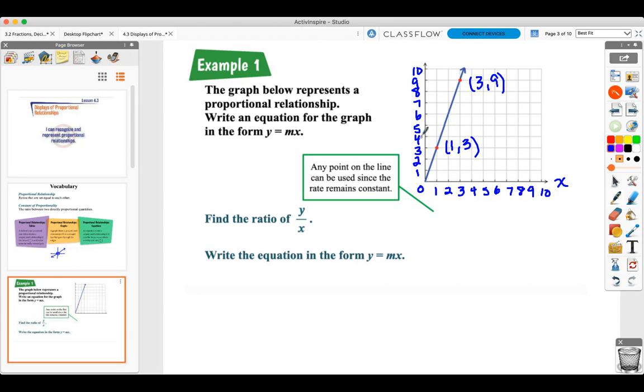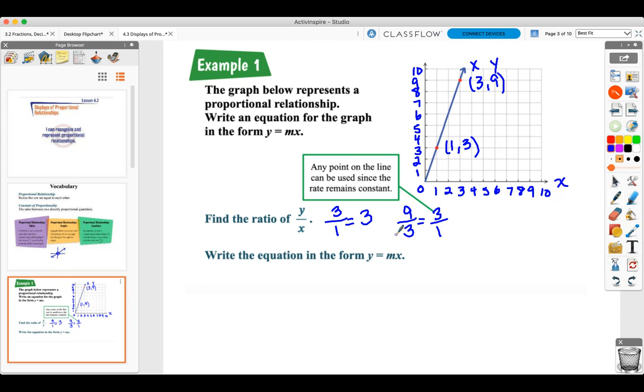All right. So find the ratio of y over x. You want to do it with at least a minimum of 2 points. Let's do that first point over here. That first point is going to be 3 over 1, and that simplifies to 3. That 9 point over here is going to be y over x. Remember, this is x, this is y. So it's going to be 9 over 3, and that is 3. That simplifies to 3, or 3 over 1. Whichever way you want to write it, it's fine.